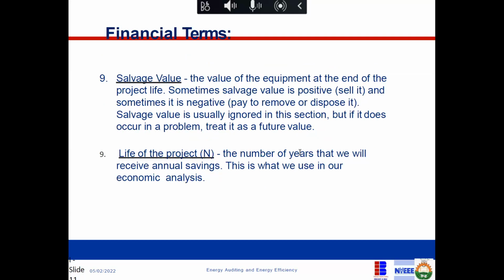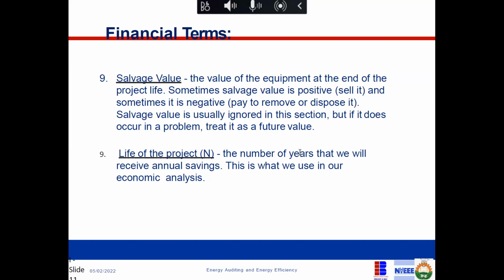Salvage value. The value of equipment at the end of its lifespan. That's what we call salvage value. Sometimes it can be positive, sometimes it can be negative. Life of a project: the number of years which will receive annual savings. This is what we use in our economic analysis.